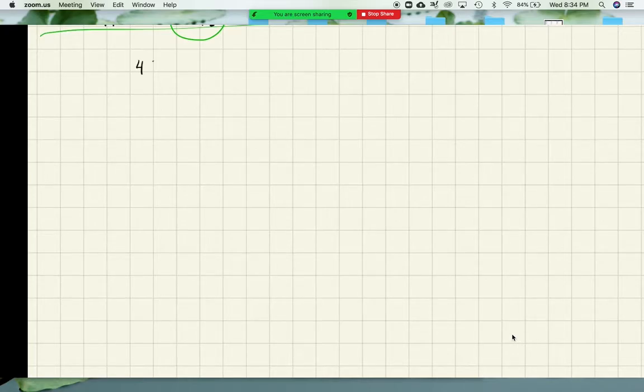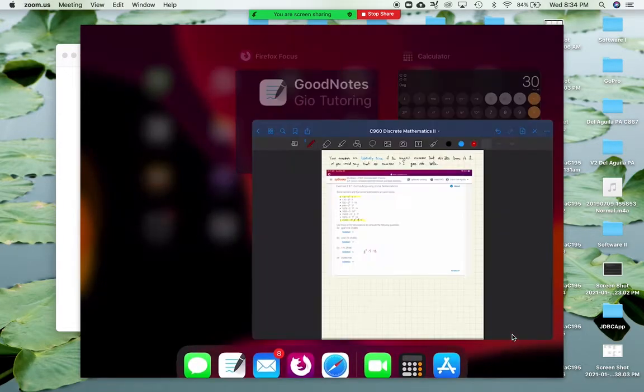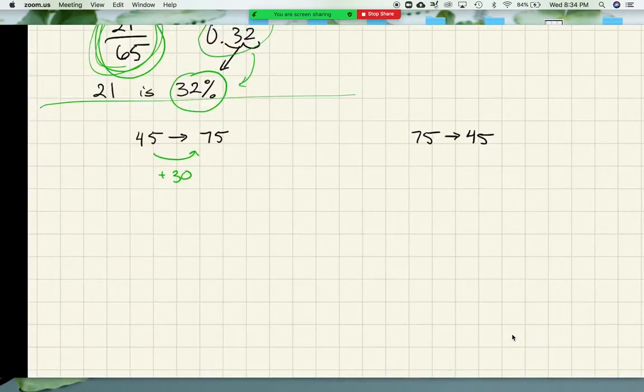All right, so one of them is going from 45 to 75, and the other one is going from 75 to 45. The percent increase, the way you get that is by figuring out how much you have to add, and in this case, just 75 minus 45. What is that? 75 minus 45 is 30. So we're adding 30 here, and on this one, we're just subtracting 30. That's just the regular increase and the regular decrease, not the percent.